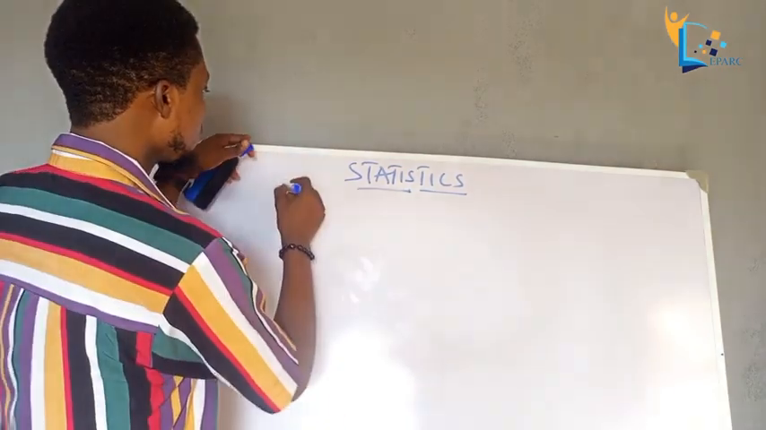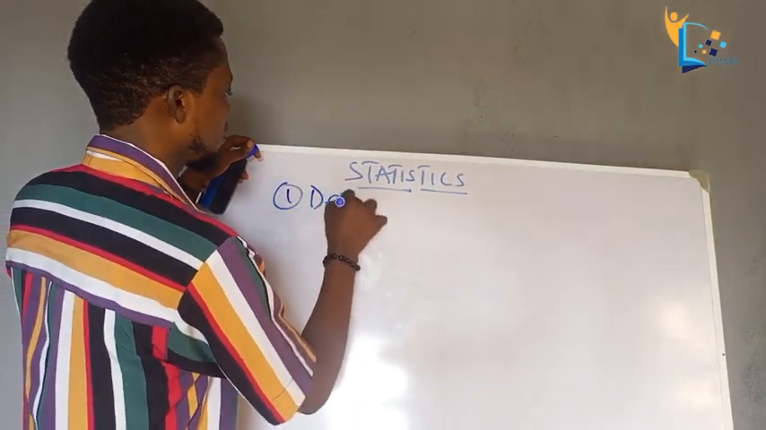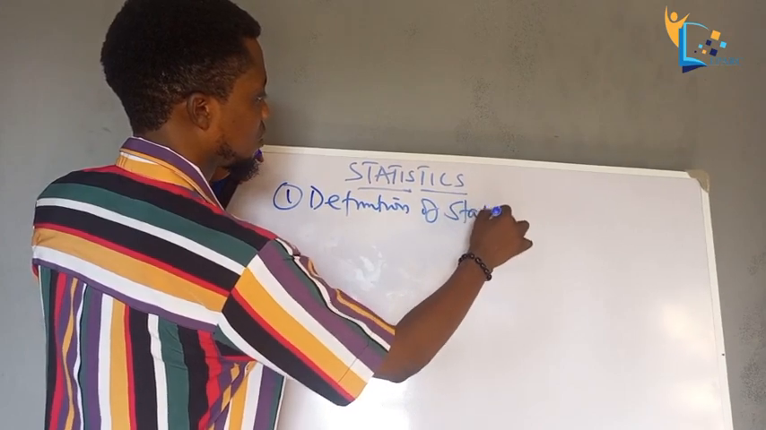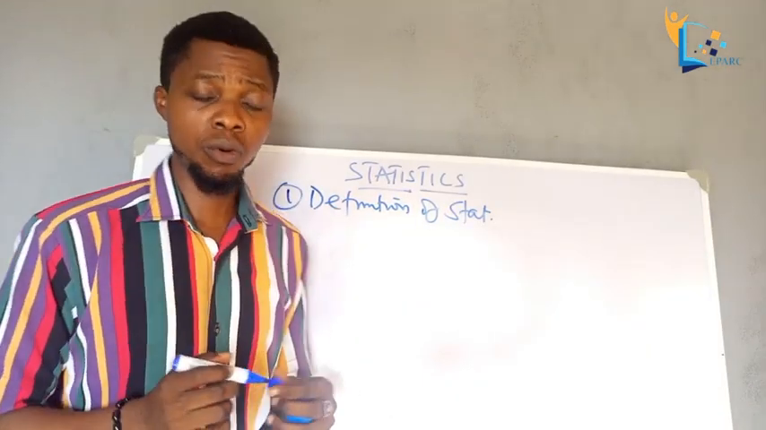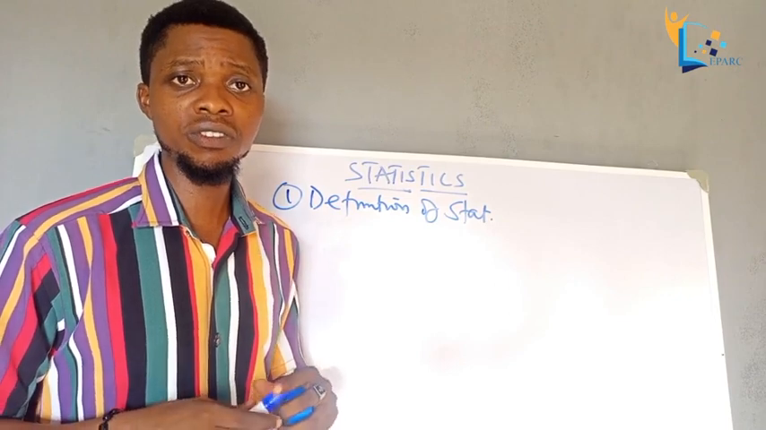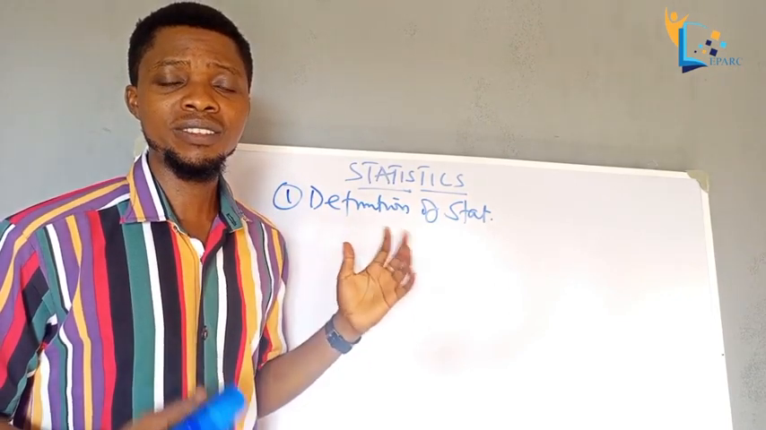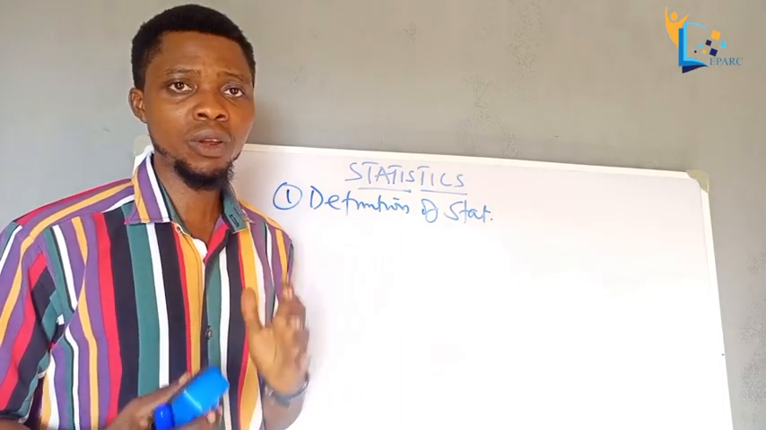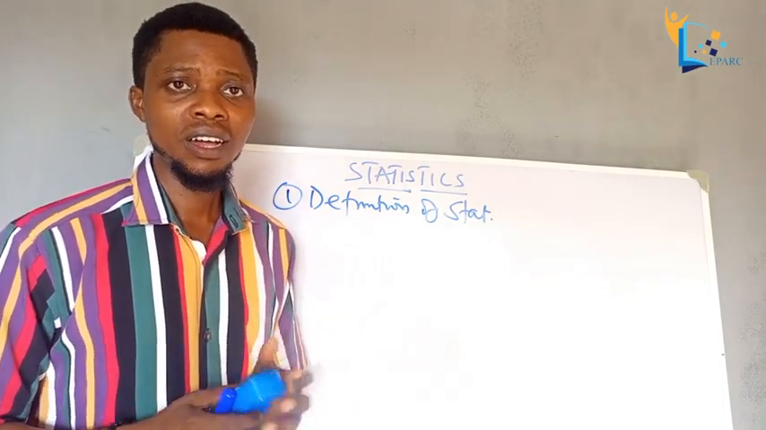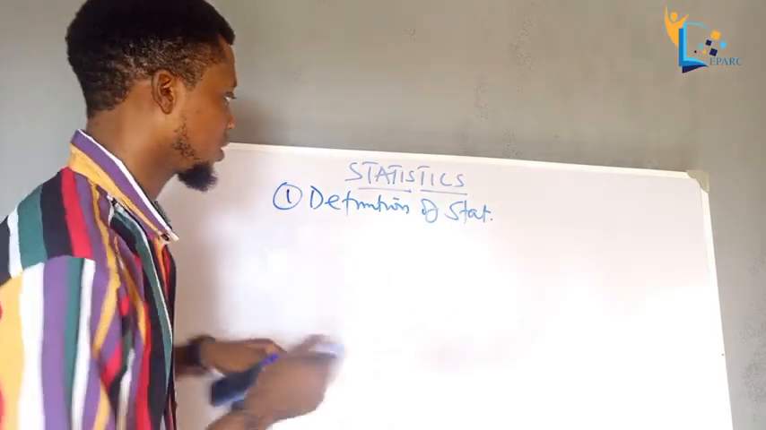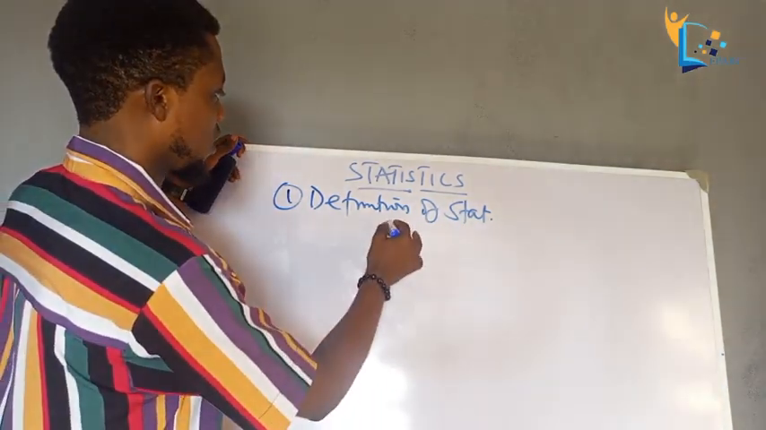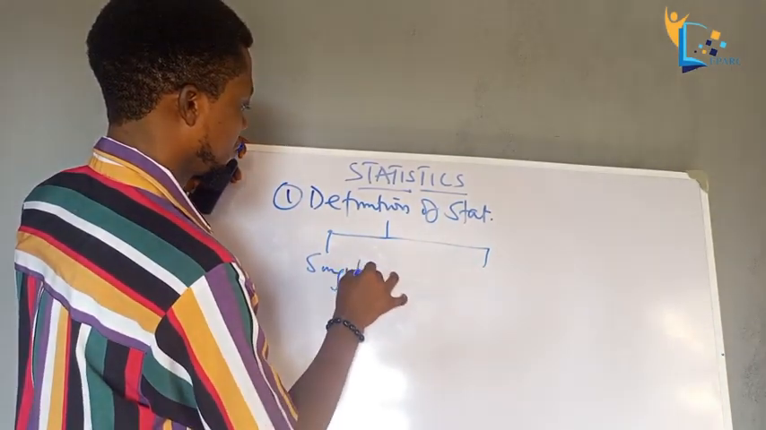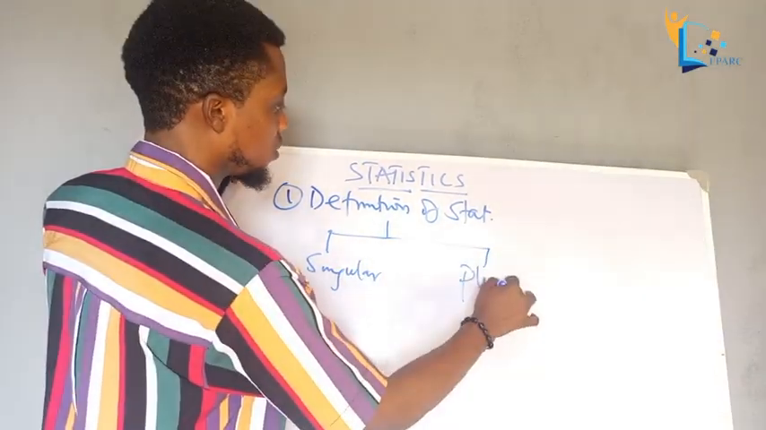Now, when we say definition of statistics, it can be looked at from two different angles. It can be looked at as a singular and as a plural. This is what I mean. It can be seen as a singular and or a plural word.